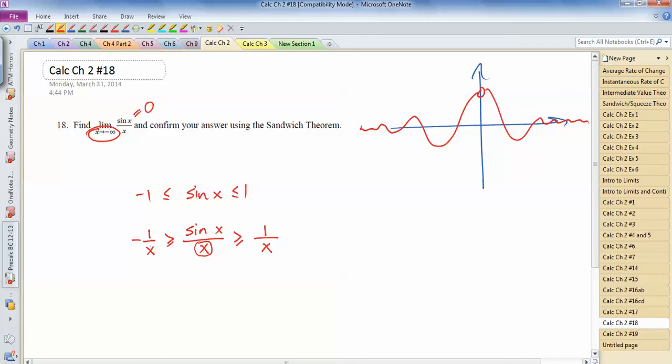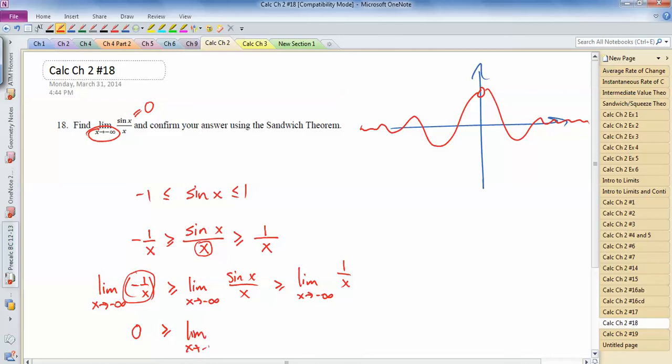Okay. So let's look at what happens as x goes to negative infinity to negative 1 over x, and compare that to this guy, and compare that to this one as well. Well, if I plug in a huge negative number for x right here, I get like negative 1 over negative a billion. Well, that's basically 0.